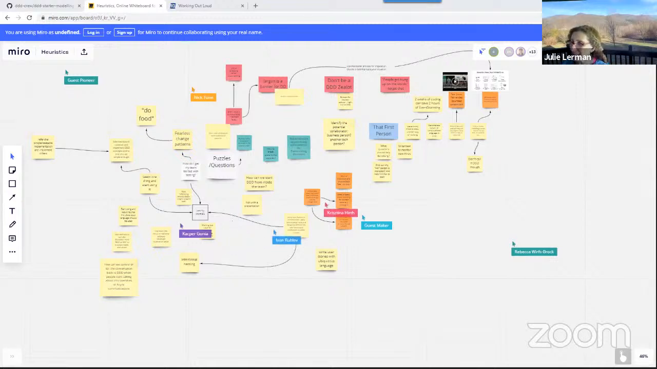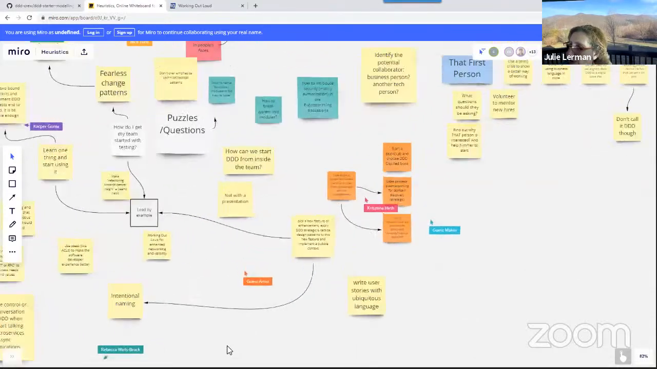So I see people kind of moving around with their mice there. I'm watching for connections to see what's going on here.